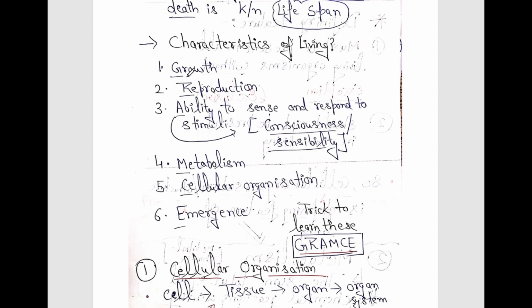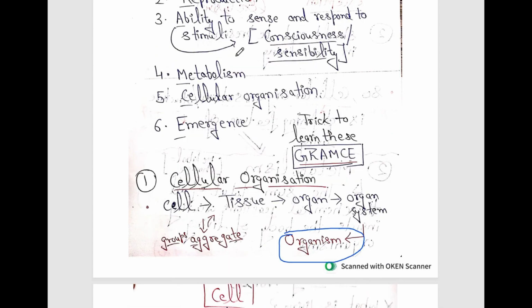Now, characteristics of living: first, growth, reproduction, then ability to sense and respond to stimuli. We also say this as consciousness or sensibility, then metabolism, then cellular organization, and then emergence. The trick to learn these is GRAMCE, grams.